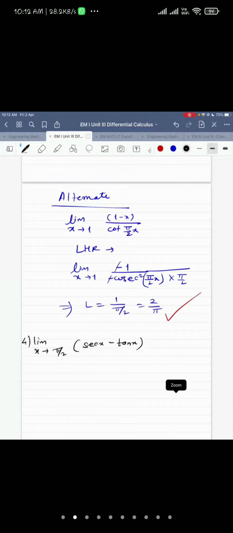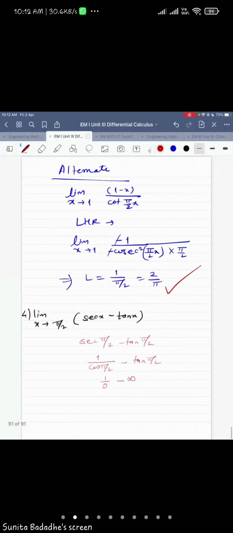Yes, it is the type infinity minus infinity. How did you check it? See, sec pi by 2 minus tan pi by 2. Now sec pi by 2 is 1 upon cos pi by 2, and minus tan pi by 2. You already know that cos pi by 2 is 0 and tan pi by 2 is infinity. 1 by 0 is infinity. So which form is it? It is the form infinity minus infinity.